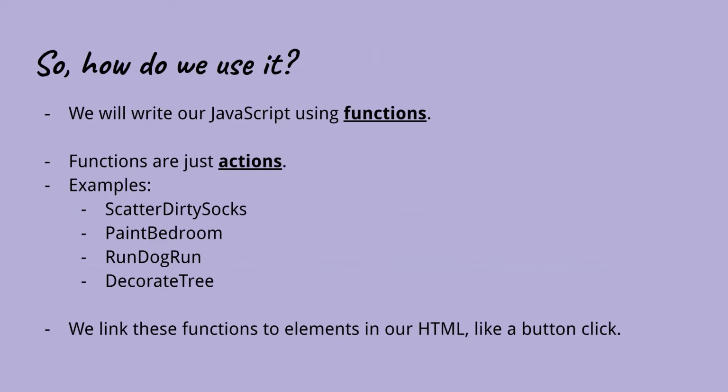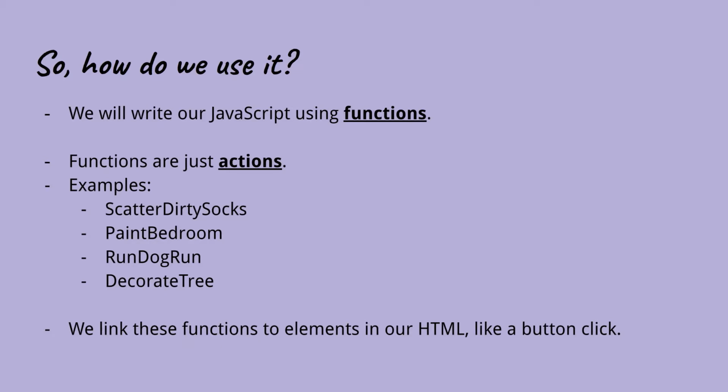Speaking of actions, we write JavaScript using functions. Functions are just actions. So you might have scatter dirty socks. You might have paint bedroom. You might have an action for run dog run. You might have an action for decorate the tree. Those would all be functions in JavaScript, and we would fill out within the function what should happen when that function is called. And then we call those functions by linking them to HTML elements like button clicks.